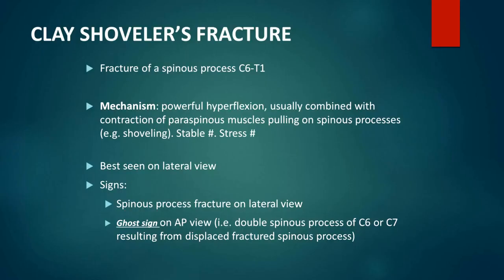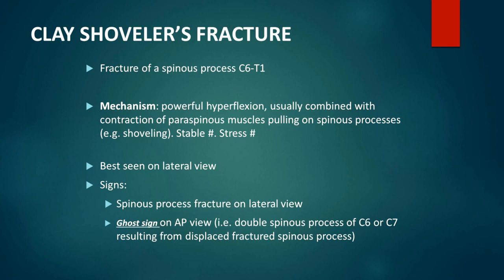Clay shoveler's fracture. This is a fracture of the spinous process of C6 to T1. This is caused by powerful hyperflexion, usually combined with some type of contraction of the paraspinous muscles. That's why it's called a clay shoveler's fracture, because it can be seen in shoveling type injuries. This is stable, best again seen on lateral views.